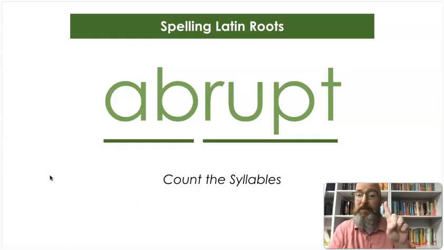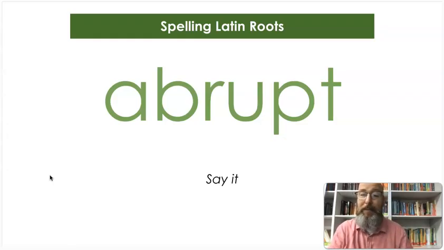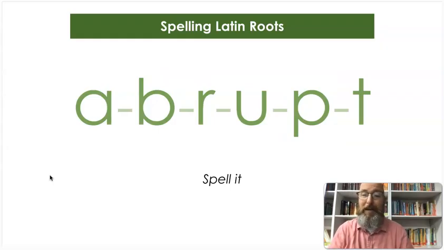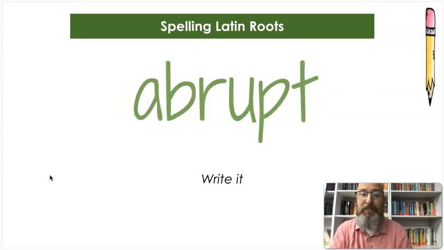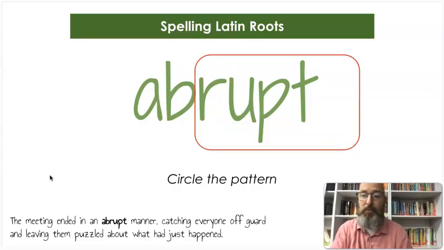Let's count the syllables. Abrupt. Abrupt. Let's spell it. A-B-R-U-P-T. Abrupt. And let's write it. A-B-R-U-P-T. And of course, we're going to circle rupt again. The meeting ended in an abrupt manner, catching everyone off guard and leaving them puzzled about what had just happened.